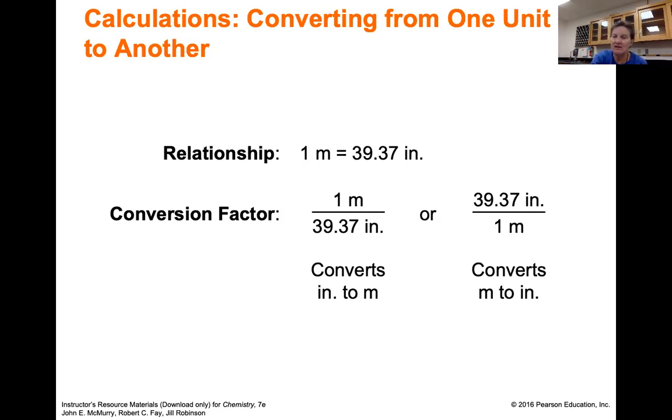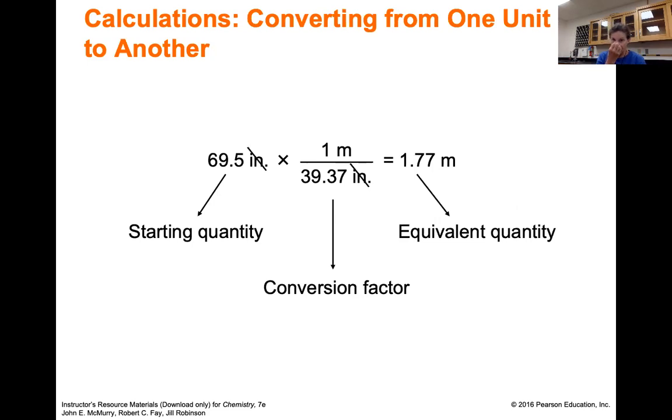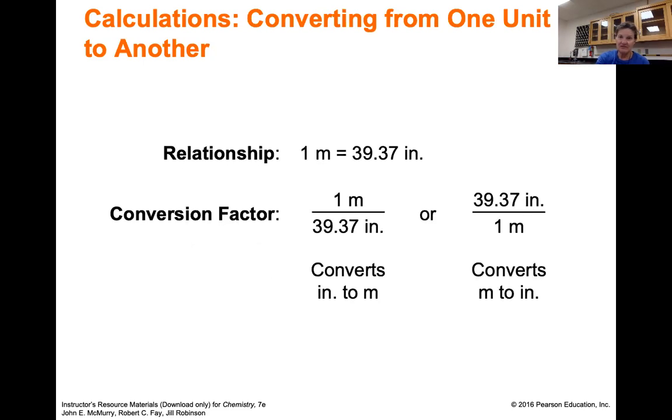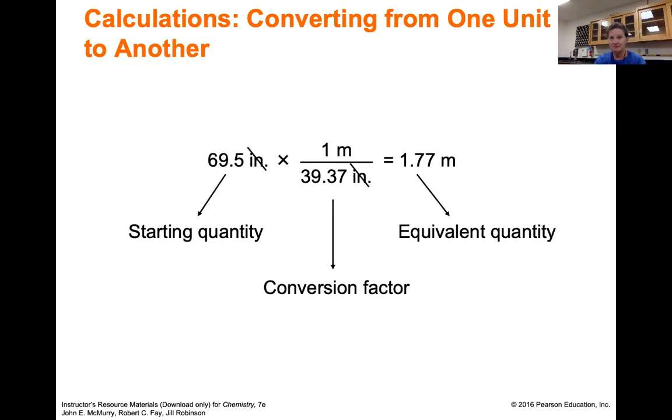So we're going to create conversion factors and do a lot of dimensional analysis. Now if we want to use that conversion, we're just going to use our first conversion, 69.5 inches. We want to convert it into meters. So we're going to multiply by 1 meter is 39.37 inches.